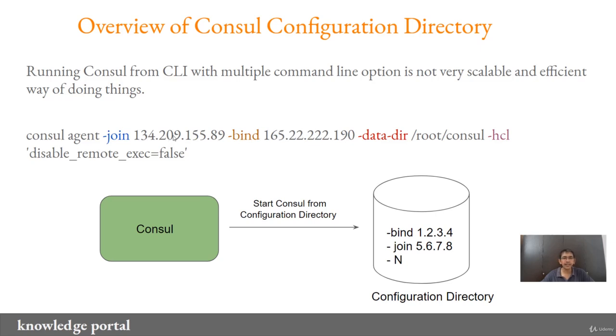So instead of that, what you can do is start Consul from a configuration directory, and the configuration directory in turn has all of the options that are required to start the Consul agent. Once you have the configuration directory set up, you no longer have to specify join, bind, datadir and so on. Everything will go inside the file which is under the configuration directory path.